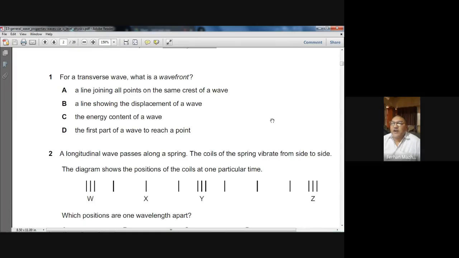For a transverse wave, what is a wavefront? A wavefront is an imaginary line that joins all the adjacent points in a wave which are in the same phase. A line joining all the points on the same crest of a wave, that is the right answer. So A is the right answer.